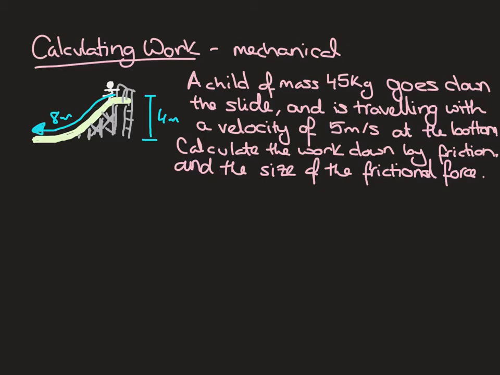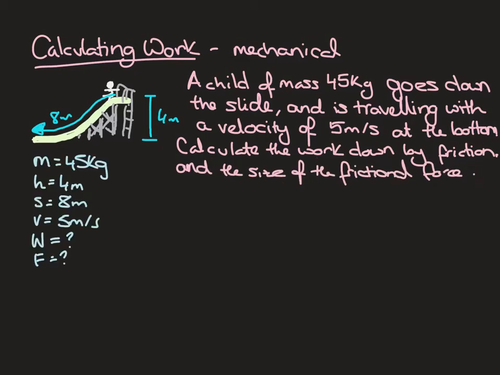So first thing we need to do, write down our knowns and unknowns. So here we go. The mass is 45 kilograms. Those units are fine, they don't need changing. The height is 4 meters. The distance travelled in the line of action of friction is going to be 8 meters. The velocity is 5 meters per second. We want to know the work done and we want to know the frictional force.